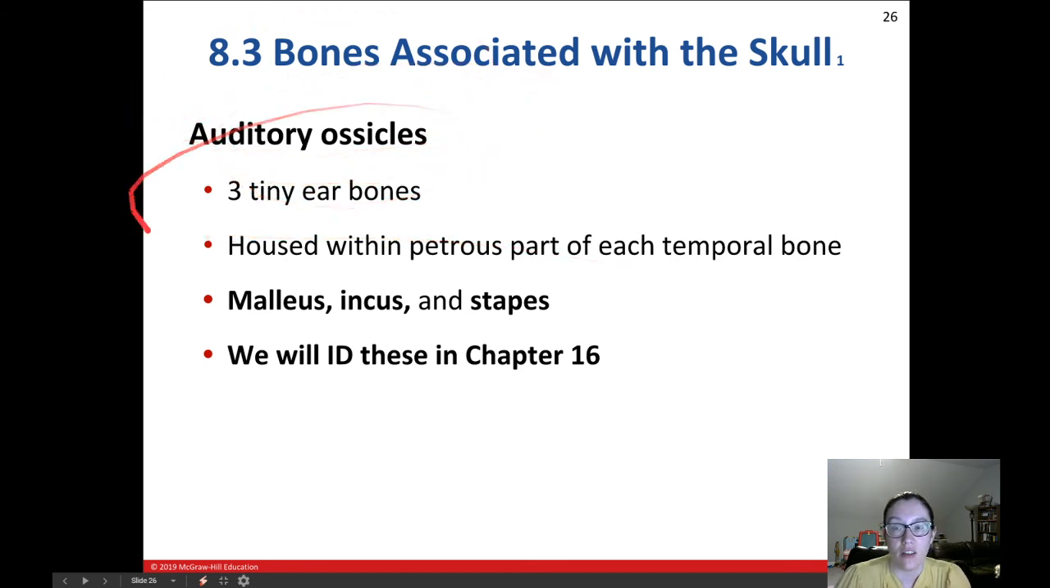Now, there are 3 tiny little inner ear bones inside your ears, inside your temporal bone. 3 on each side, so 6 total that we will learn about in chapter 16. So they're the malleus and the incus and the stapes. Of your 206 bones, we'll save these 6 bones until chapter 16. We'll learn about the other 200 in this lab and the next lab.